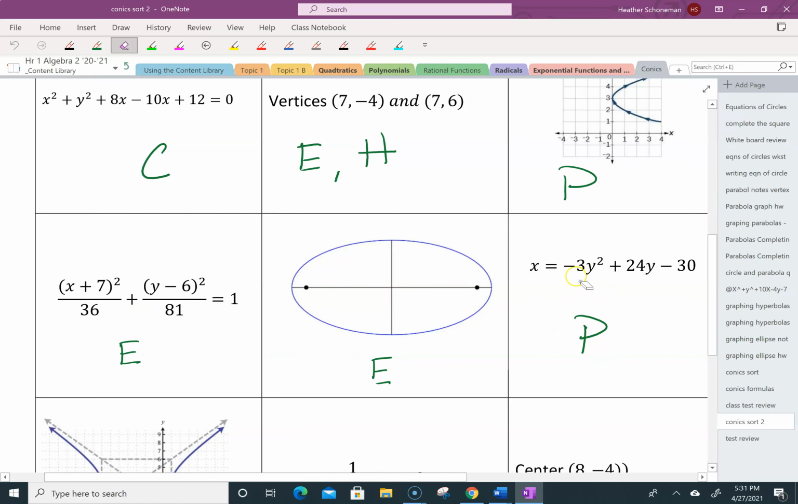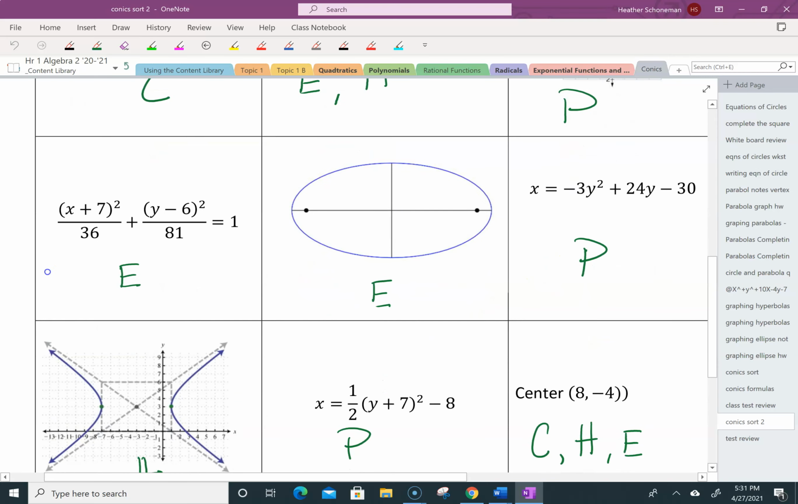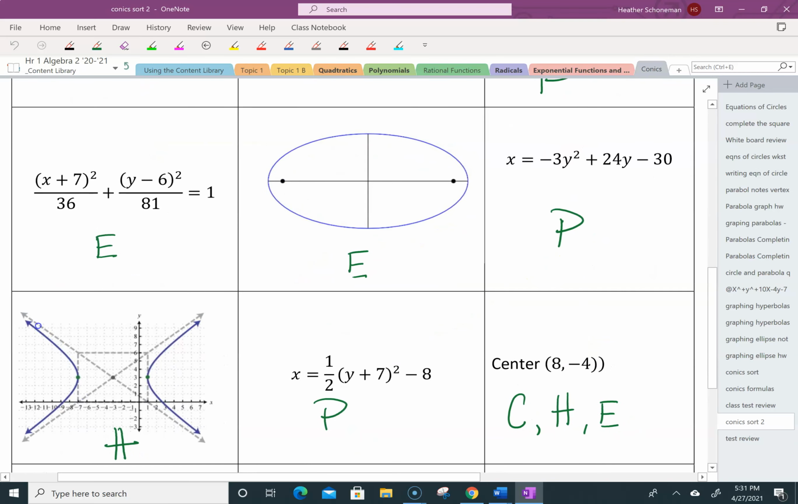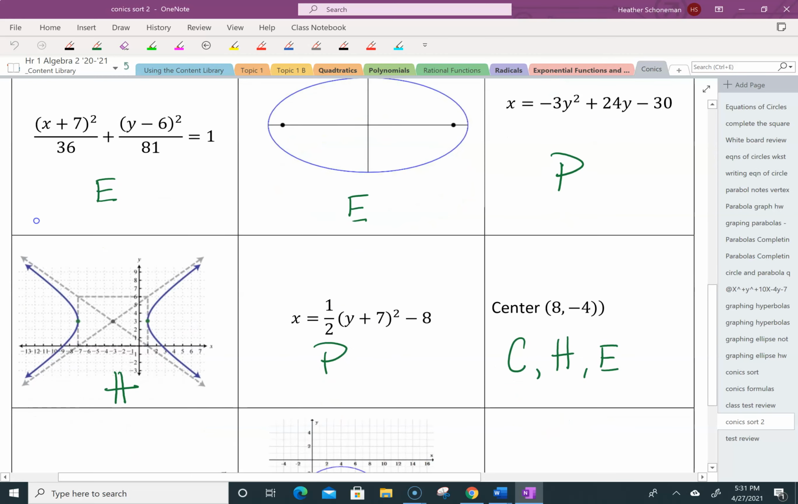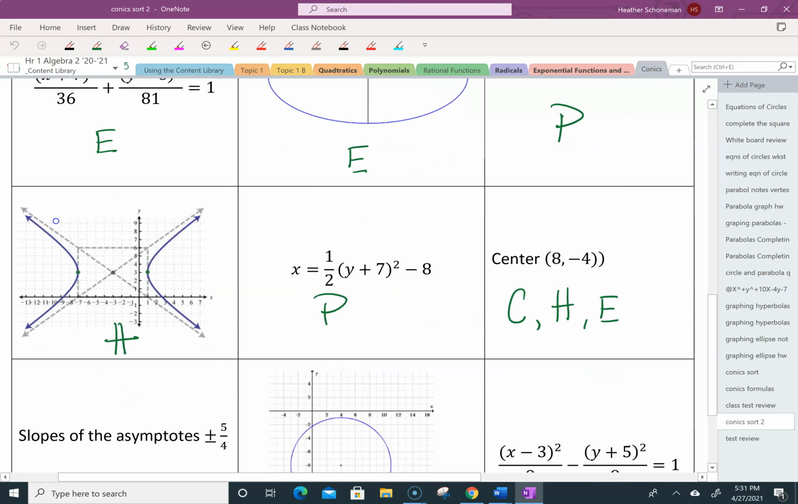This over here is a parabola. I know that because it only has a y squared, and it says either x equals or y equals. It doesn't have both x squared and y squared like a circle does. Okay, bottom left, that's a hyperbola. In the middle, this is the standard form for a parabola. Parabola is always going to say x equals or y equals something. The other ones don't do that. That's how you know it is.